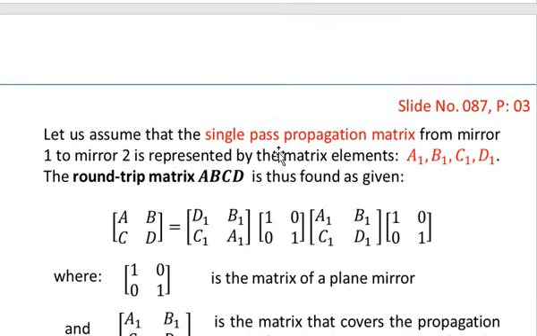Let us assume that the single pass propagation matrix from mirror 1 to mirror 2 is represented by the matrix elements A1, B1, C1, D1. The round trip matrix A, B, C, D is thus found as given. First of all, I am going to let you know what is the matrix which has the elements A1, B1, C1 and D1. This is the matrix which represents the propagation from mirror 1 to mirror 2.